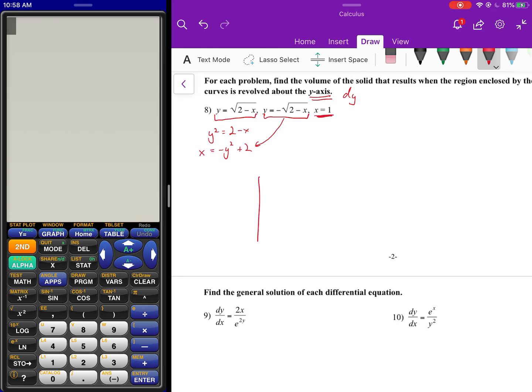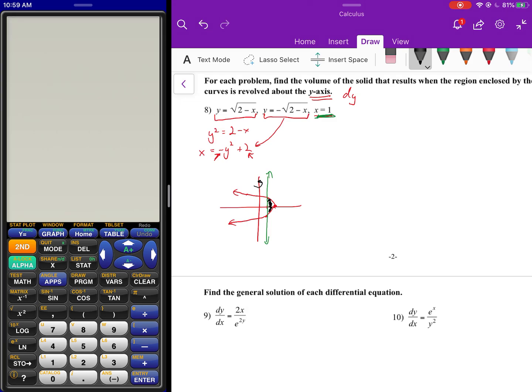So let's take a look at the graph. This is a parabola. It's opening left because of the negative, and then it's moved right 2 because of that plus 2 out there. So plus 2, put a few points in there to get what this graph looks like. And then we also have this x equals 1, so that's this vertical line. And we are revolving this section around the y-axis.